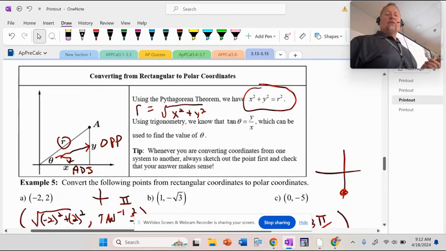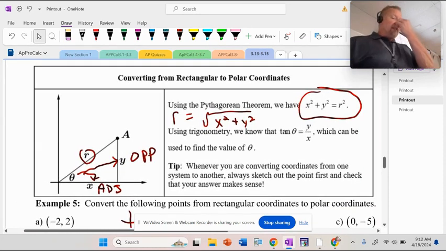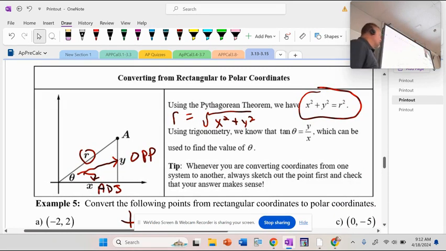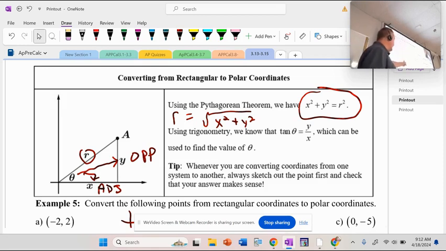And then to reverse it, and I want you to work on this for a second, it's all about this triangle. If I have x comma y, what trig function deals with opposite and adjacent? Tangent. So that's why the tangent function is used to find the angle measure for polar coordinate representation. Then to find r is just the Pythagorean theorem.